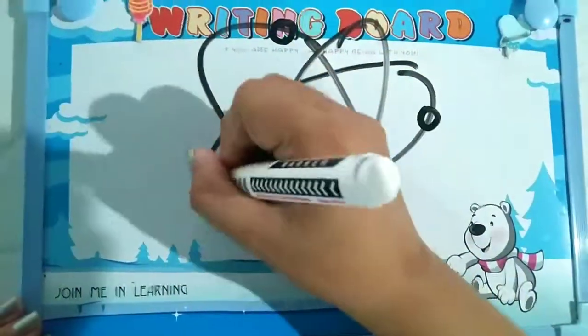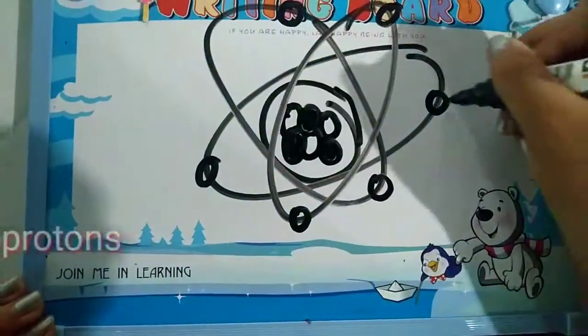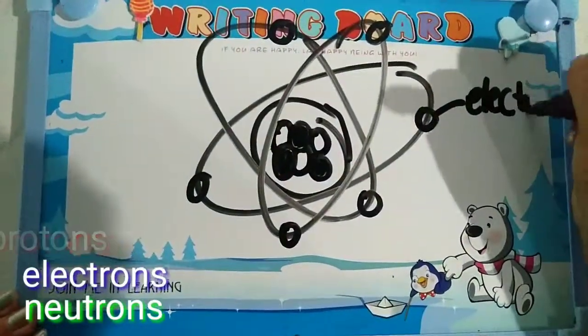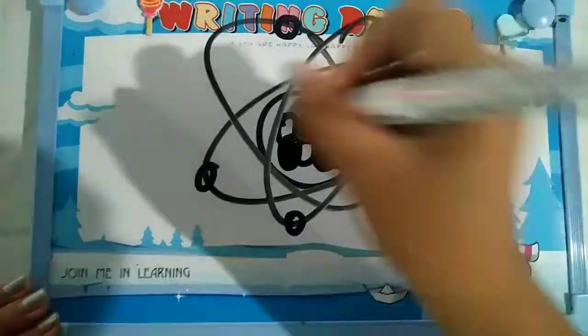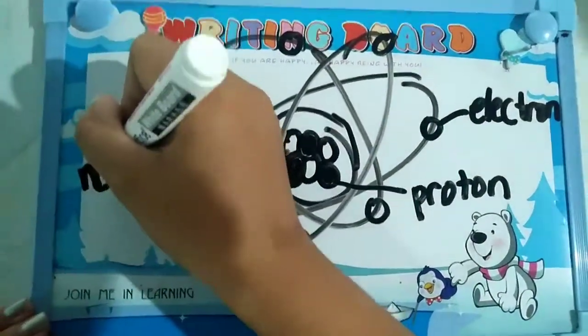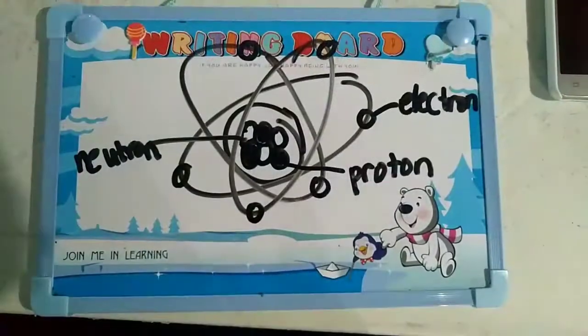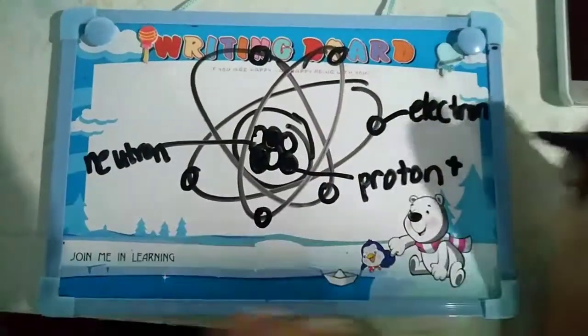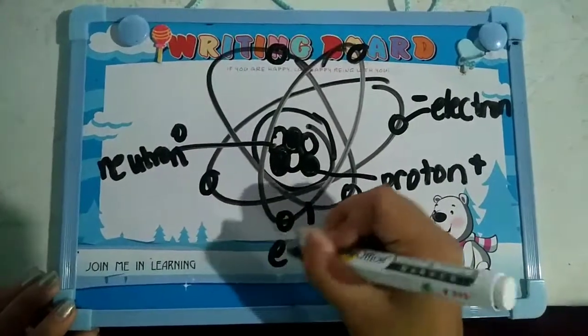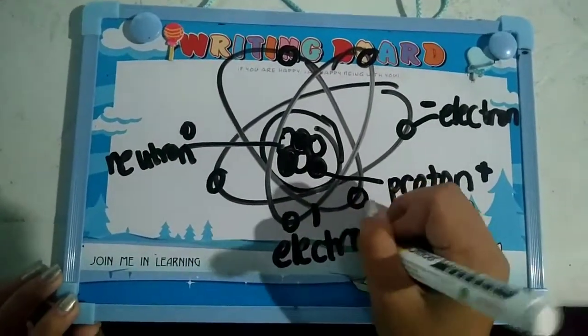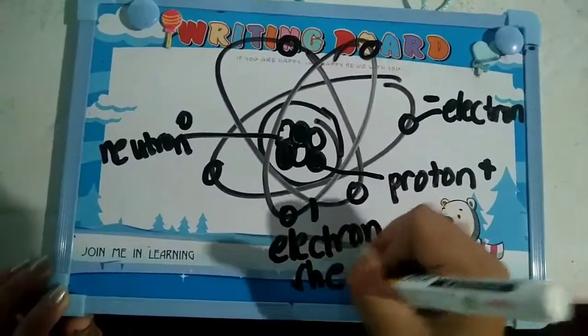Atoms consist of three basic particles: protons, electrons, and neutrons. Protons are the positively charged subatomic particle forming part of the nucleus of an atom and determining the atomic number of an element. The outermost regions of the atom are called electron shells and contain the electrons, negatively charged.